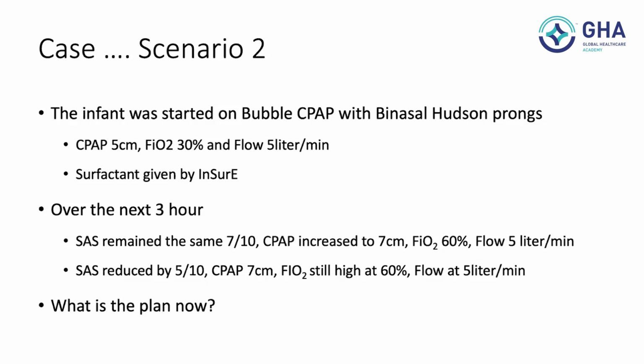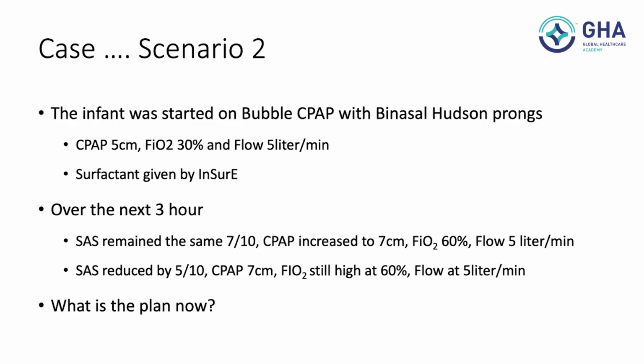So the baby's FiO2 was increased gradually from 30% to 60%, and flow was continued at 5 liters per minute. When you increase the pressure to 7 and FiO2 to 60%, there was a moderate decrease in the work of breathing, with the Silverman score coming from 7 to 5. So that was a Silverman score of 7 on CPAP of 7 and FiO2 60%. The Silverman score was still 5, CPAP was still 7, and FiO2 was consistently high.